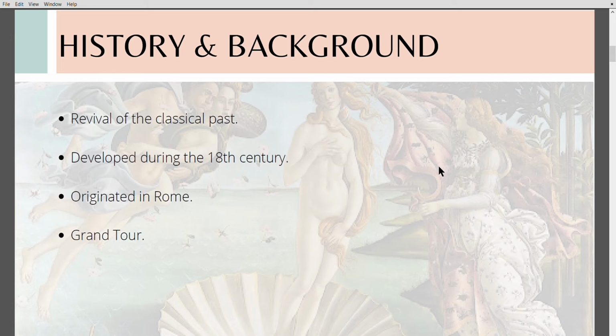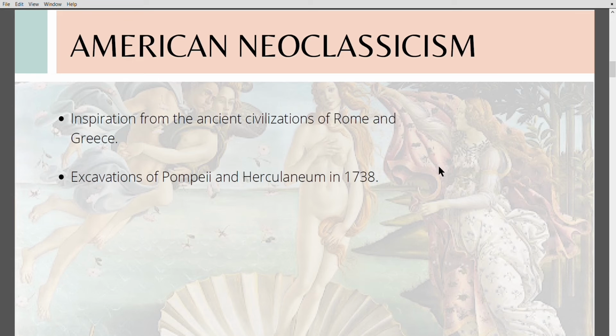Neoclassicism was also an important movement in the United States. American Neoclassicism took inspiration from the ancient civilizations of Rome and Greece, both for politics as well as for architecture. These are movements in the arts that draw inspiration from the classical art and culture of ancient Greece and Rome. Discoveries such as the paintings and mosaics found at the excavations of Pompeii and Herculaneum in 1738 increased artistic fascination and curiosity for antiquity.